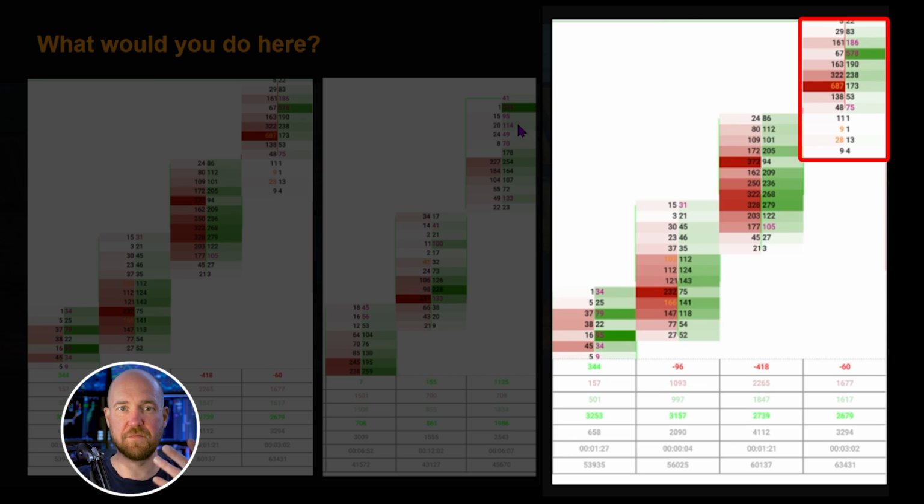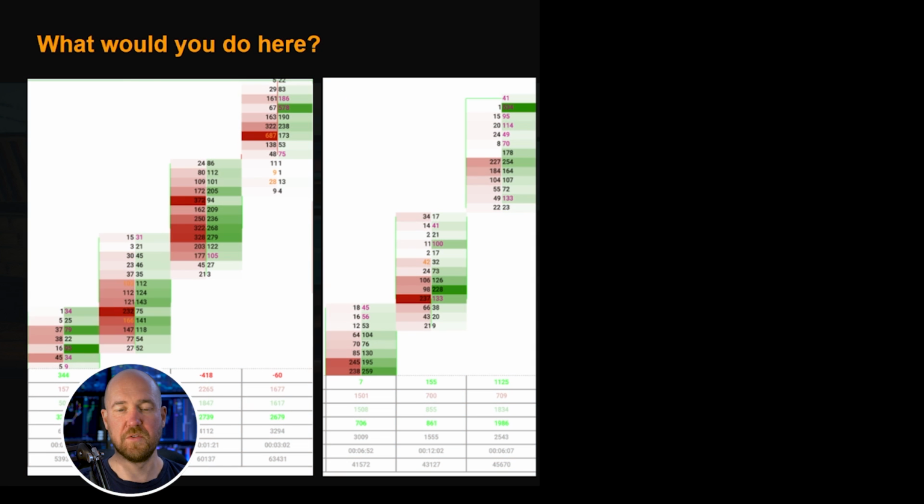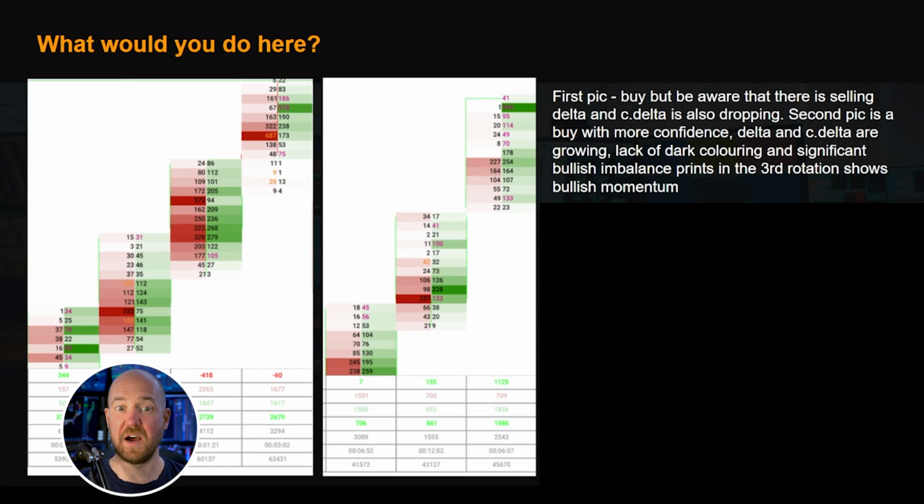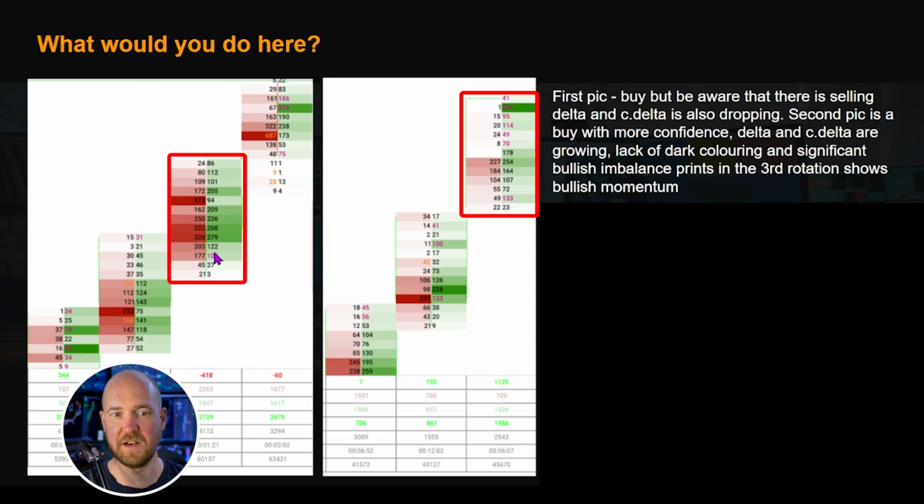So I got a few different responses. I put a few of these up on the right hand side. The suggestion: buy, but be aware that there is selling, and selling delta, cumulative delta is also dropping. Second picture is a buy with more confidence. So this one's a buy with more confidence. This one a little bit less so.